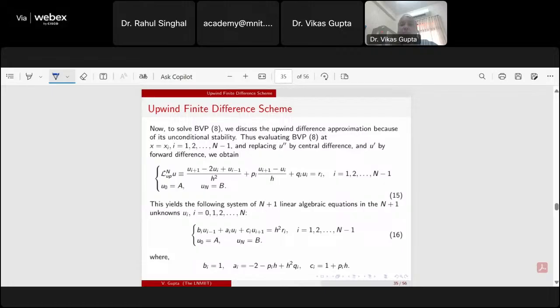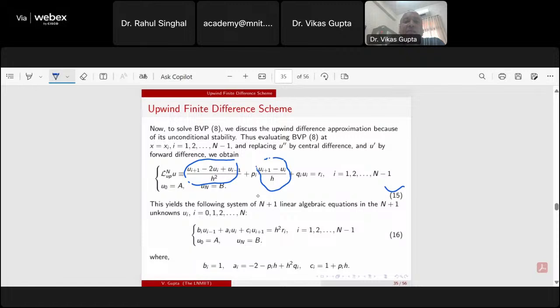Now for the same problem, we will discuss an upwind finite difference scheme. An upwind finite difference scheme for the boundary value problem is defined by equation number 15. Here, the second order derivative term is replaced by the central difference operator, while the convection term, that is u prime, is approximated by the forward finite difference approximation (u_{i+1} minus u_i) upon h.